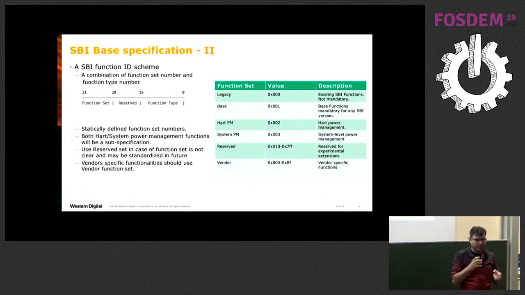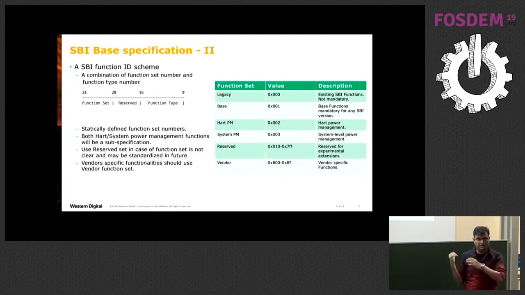And we also have something like a reserved region, which allows anybody who is, let's say, experimenting with an SBI call, and we are not sure whether it fits into any of the function IDs or function sets, or you need to have your own function set. That's where reserved comes into the picture. You can pick any number from the reserved, and in future, if you want to keep it that way, you can keep it, or you can move it to any of the function sets.